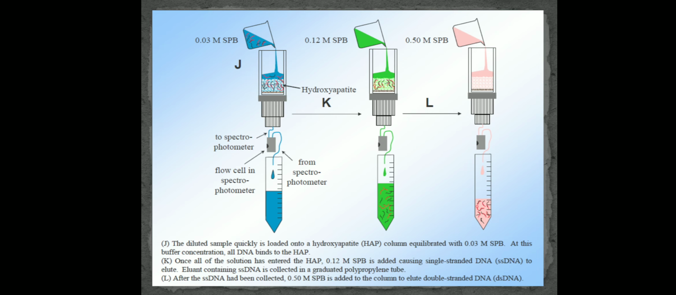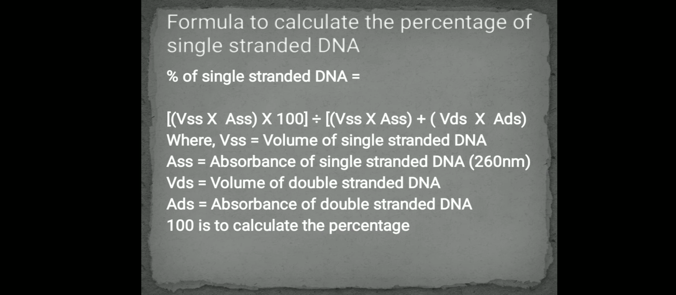Now using this absorbance and the volume, we are going to calculate the percentage of single stranded DNA. Using the absorbance and the volume of single stranded DNA and double stranded DNA, we are going to calculate the percentage of single stranded DNA. So this is the formula: the percentage of single stranded DNA is equal to VSS into ASS into 100 divided by VSS into ASS plus VDS into ADS. Now what are VSS, ASS, VDS and ADS? We will see.